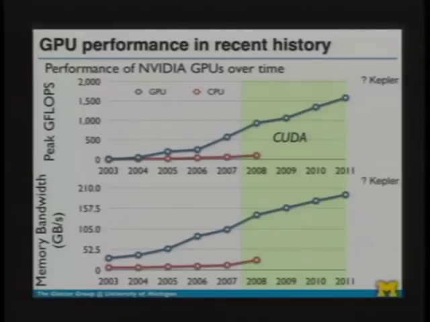Same thing for memory bandwidth. Right now, we're at just shy of 200 gigabytes a second of memory bandwidth between the GPU and the DRAM. Compare that to CPU memory bandwidth, which is somewhere around 25 or so. I don't know what it's gone up to today, but it's not going up that fast.